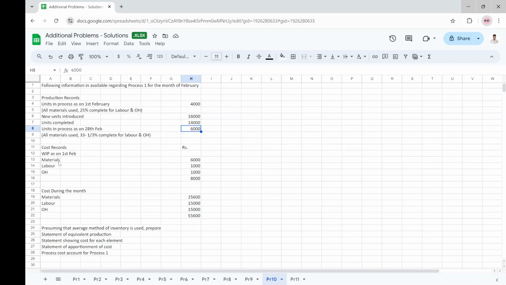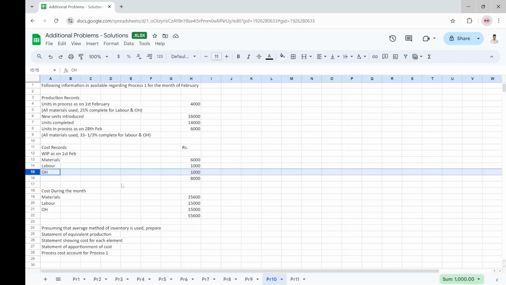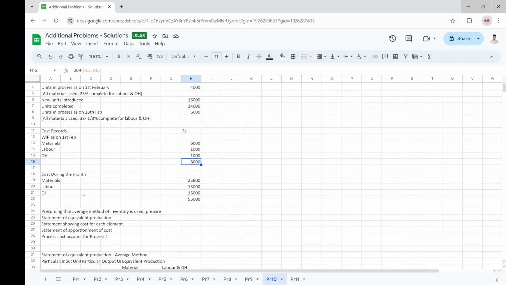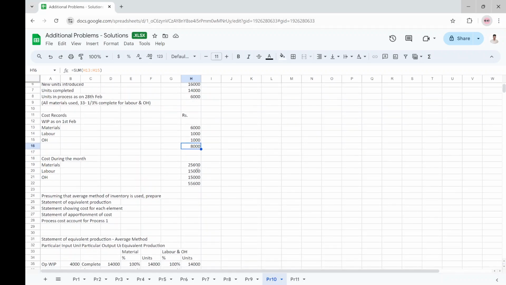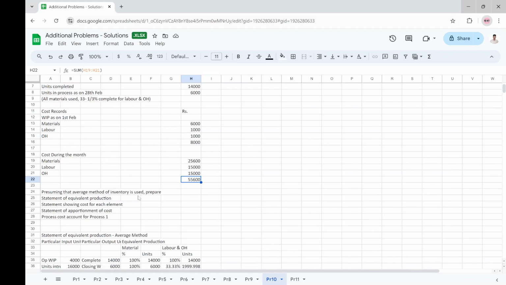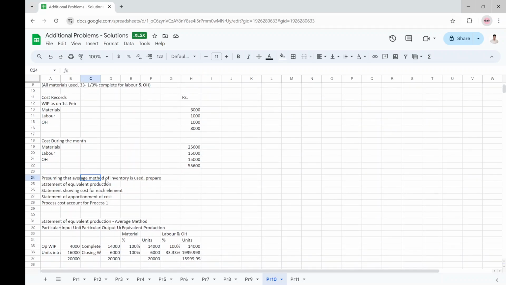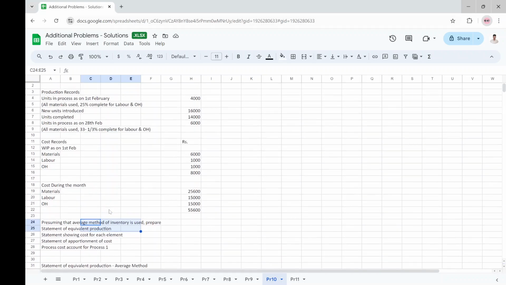Cost records in rupees: work in progress, material 6,000, labor 1,000, overhead 1,000, total 8,000. And cost during the month is material 25,600, labor 15,000, overhead 15,000, total is 55,600. Average inventory method is used, and equivalent units. So first we have to calculate for whole.